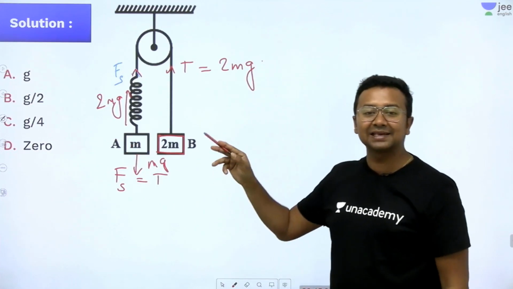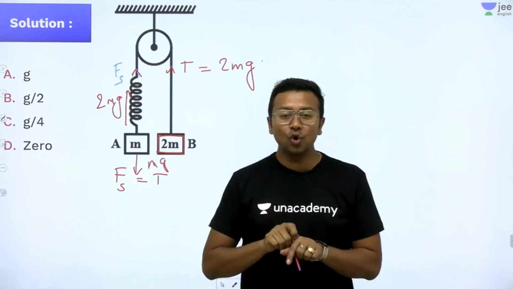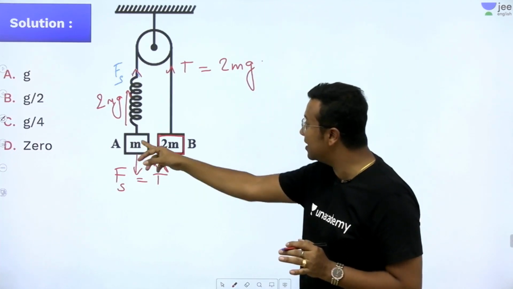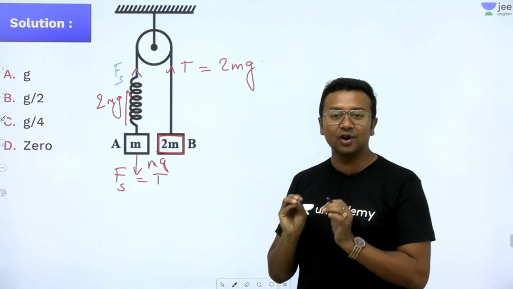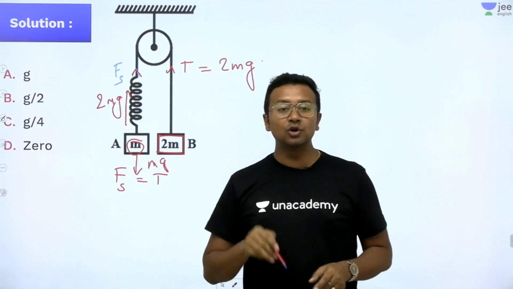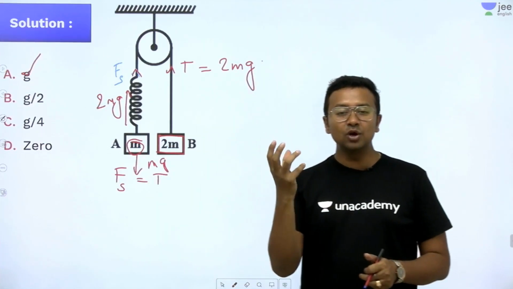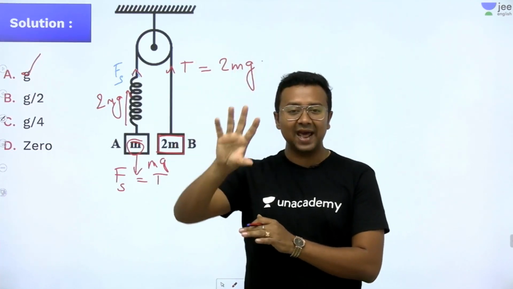So what will be the acceleration of this block? Total force 2 mg minus mg. So mg is the net force acting on a mass of m. So what will be the acceleration of this block A? It will be equal to g in the upward direction.